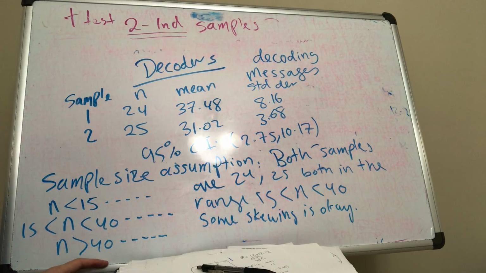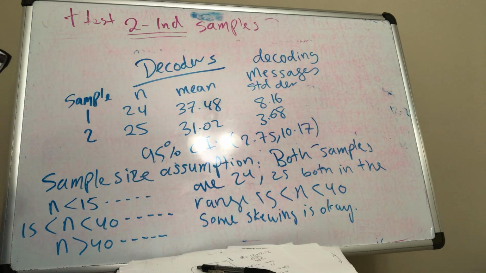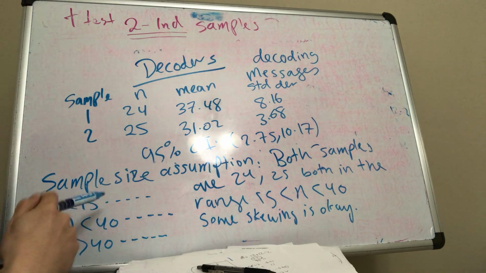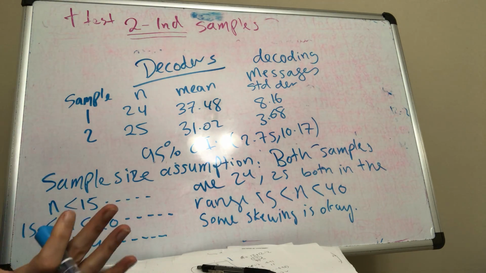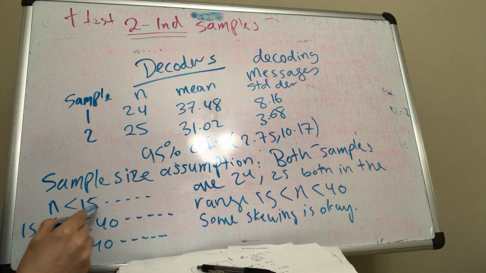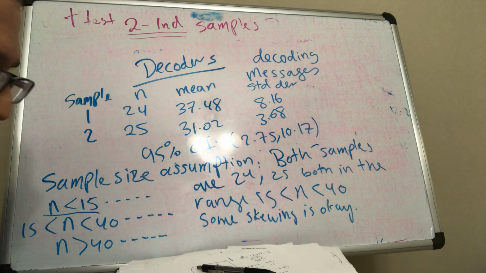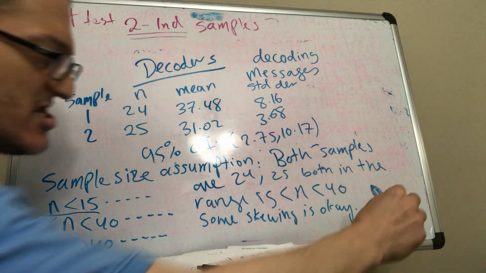If you're more than 40, assumption met. It doesn't matter. Data could be highly skewed and you're still okay. So if you're more than this, you're okay, assumption met. If you're between 15 and 40, you can allow for some skewing only. And if you're less than 15, then it has to be normal. It has to be perfect. So you allow for some skewing. Some skewing is okay.